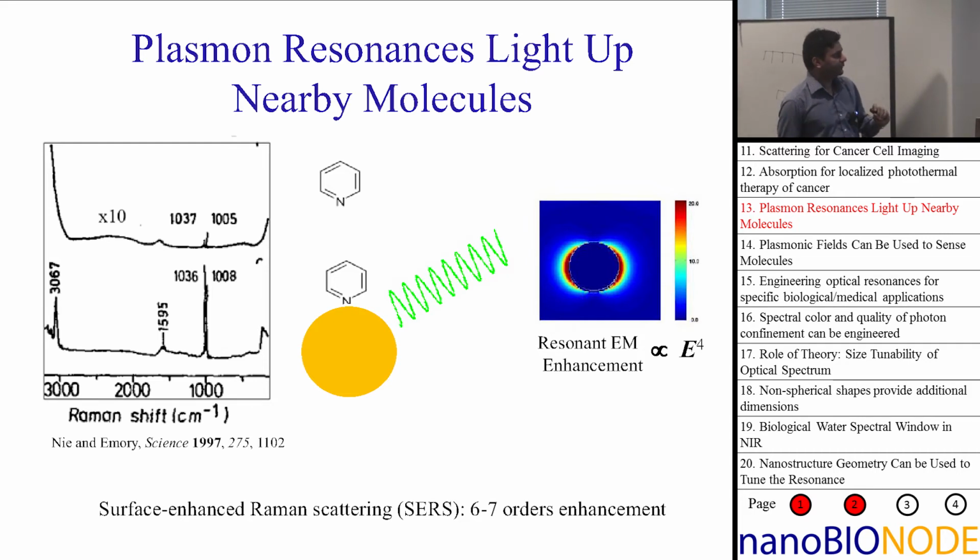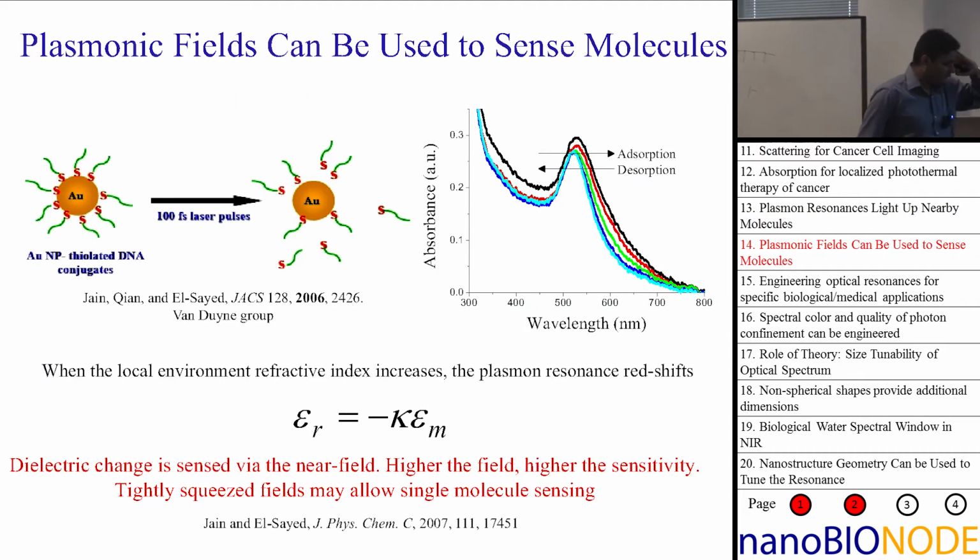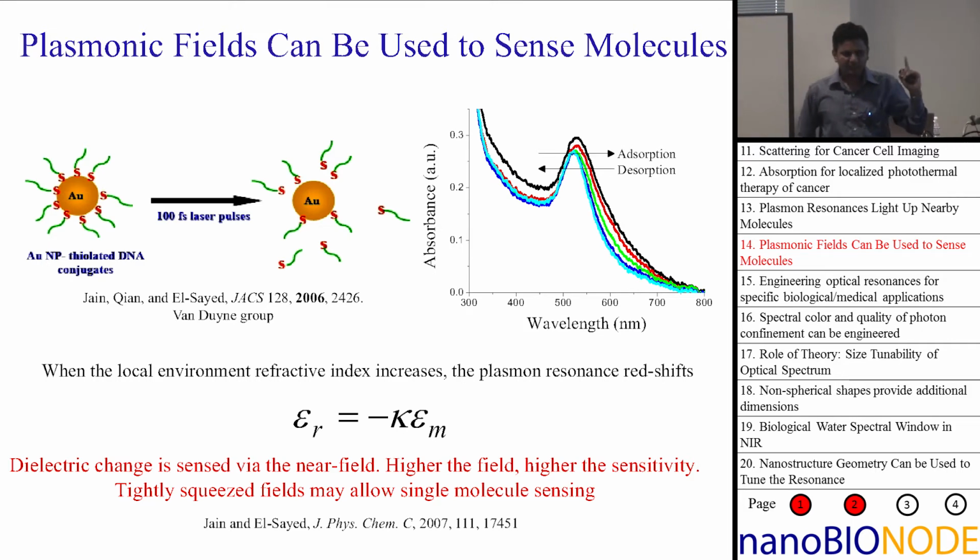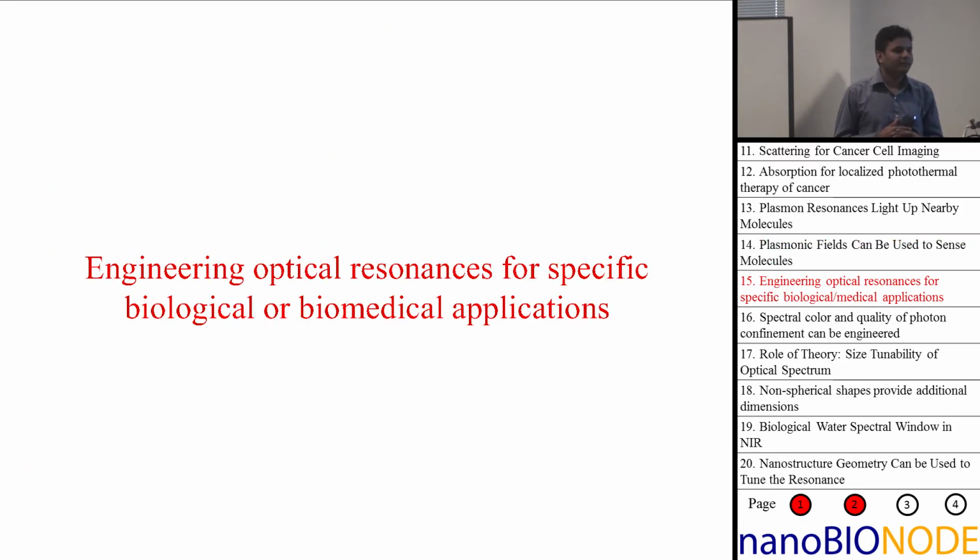I'll skip this application. So I said the first important reason why nanoparticles are becoming popular is size scale. The second was the ability to synthesize them in a wide variety of shapes and structures. The third one is our ability to engineer this optical resonance that I'm talking about for a specific bio application. Okay, and those are the examples I want to give you.